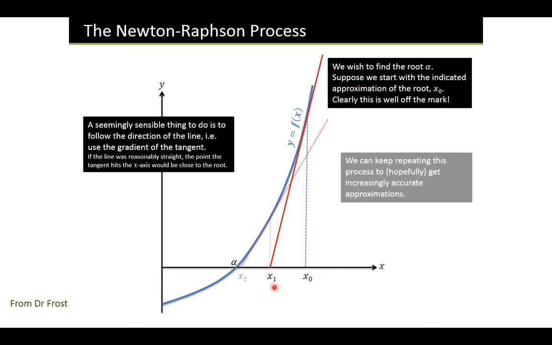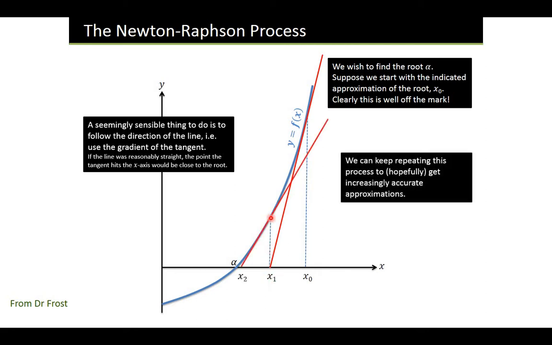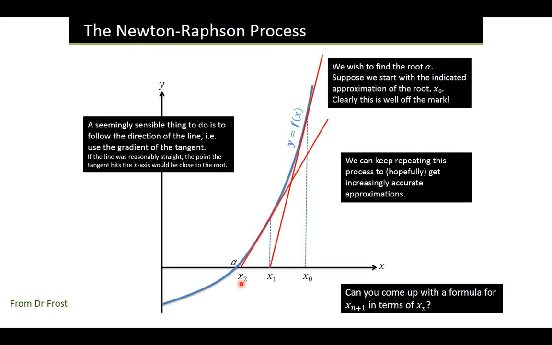And if we repeat this process, so here's our second guess, we draw a tangent to the curve at the point x1 and we get our next guess x2. That's a lot closer already. We could keep doing that to get as accurate a solution as we want. But we need a nice formula that's going to work.